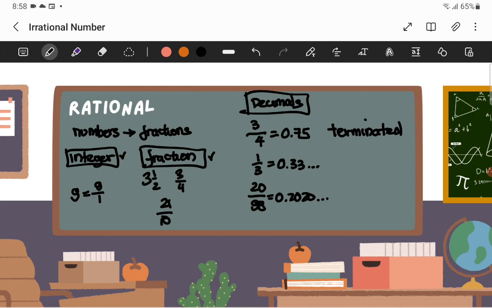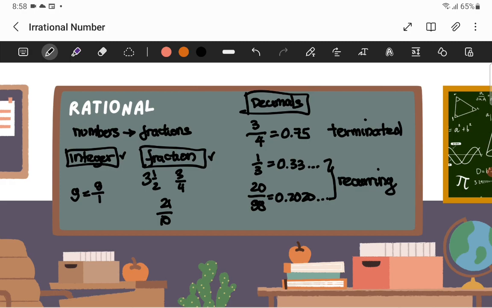Why? Look at the digits behind the dot. There is a pattern. In 0.33, 3 is being used repeatedly forever and ever. And in 0.2020, the 20 is being used repeatedly forever and ever. So when there is a pattern that is used repeatedly forever and ever, that one is called a rational. Is there any special name for this? Yes, there is. It's called a recurring decimal. All of these numbers are categorized as rational.